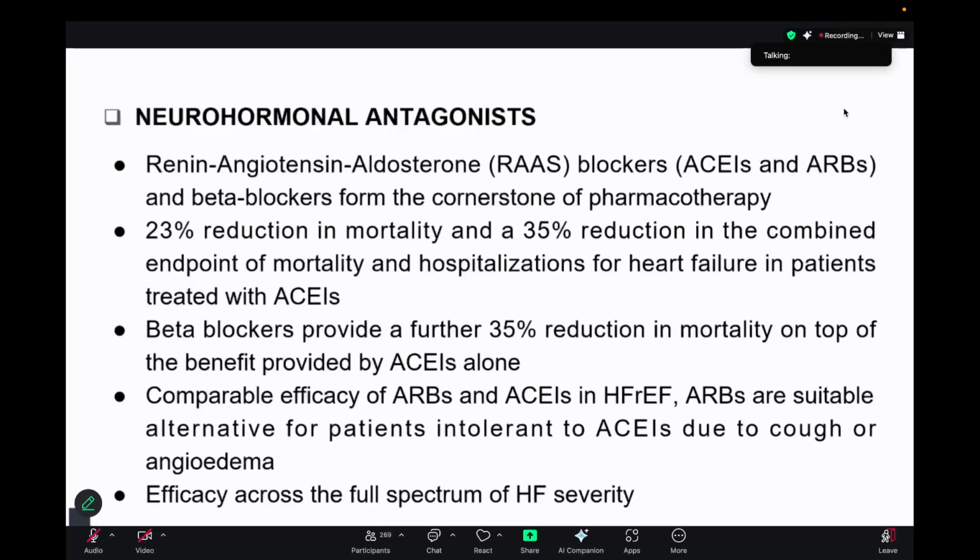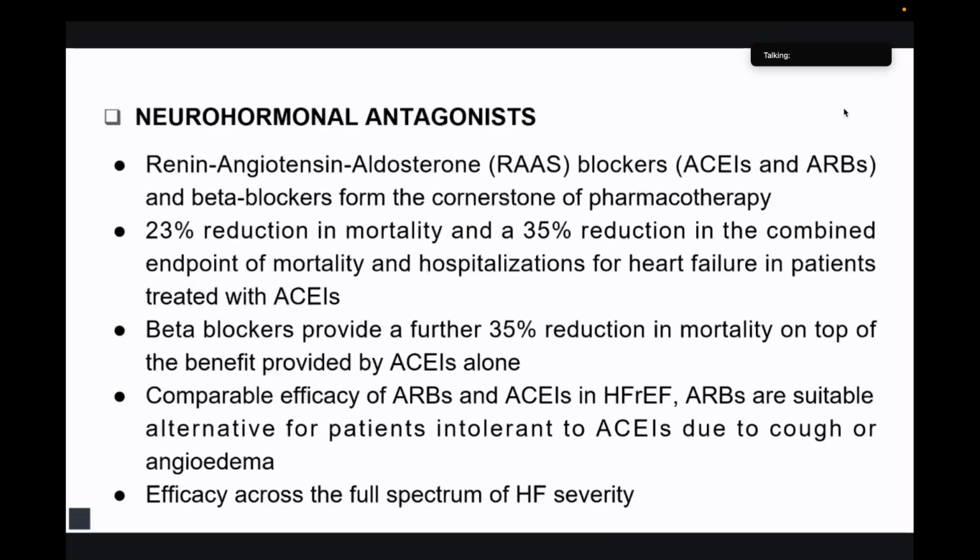There is a 23% reduction in mortality and a 35% reduction in the mortality and hospitalization of heart failure patients who are treated with ACE inhibitors. When you also add beta blockers, it provides a further 35% reduction in mortality on top of that benefit provided by ACE inhibitor alone. There is comparable efficacy of your ARBs and ACE inhibitors in HFrEF.